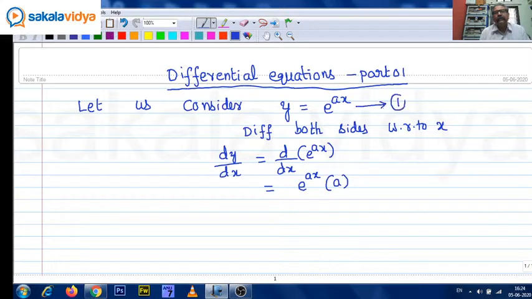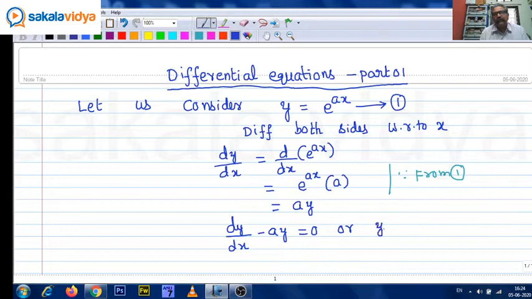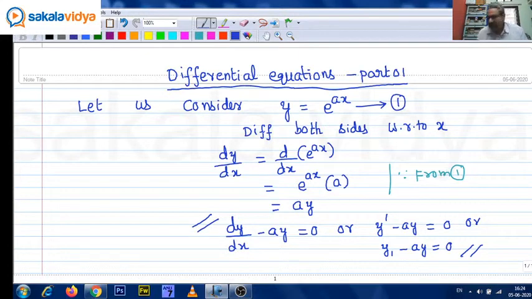So equation 1. Now from 1, we can write this equation as ay. So we get an equation dy by dx minus ay is equal to 0, or we can write y dash minus ay is equal to 0, or y1 minus ay is equal to 0. So now this kind of equation is formed with the help of this y is equal to e power ax. So understood now?